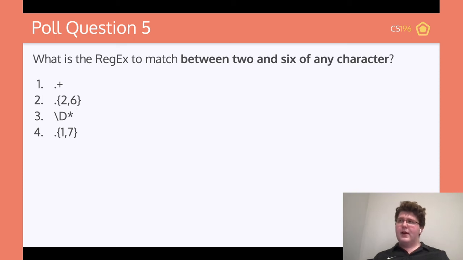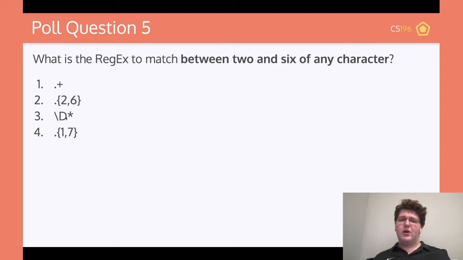Okay, so I'm now going to close up the poll. Okay, so it looks like about 2/3 put the answer as 2, and then 1/3 put the answer as 3. And so the answer is 2, and that's because we're saying any character, which is this dot, and then for between 2 and 6 times.